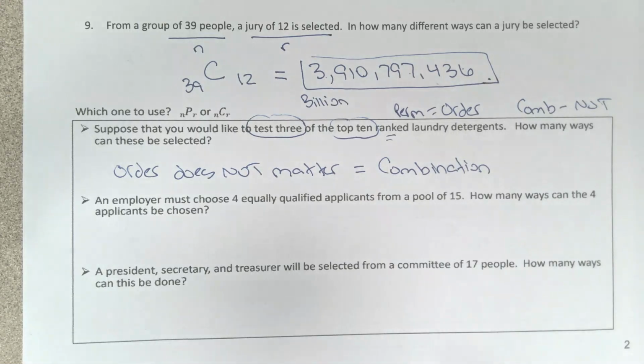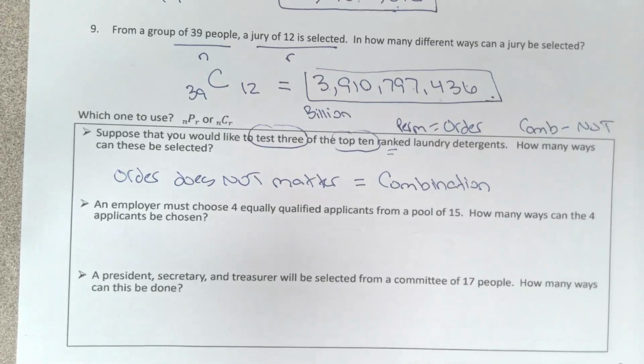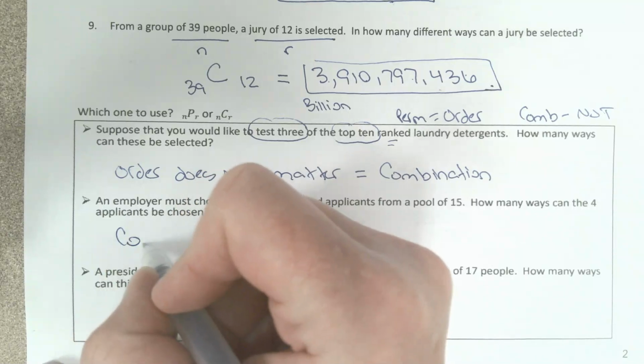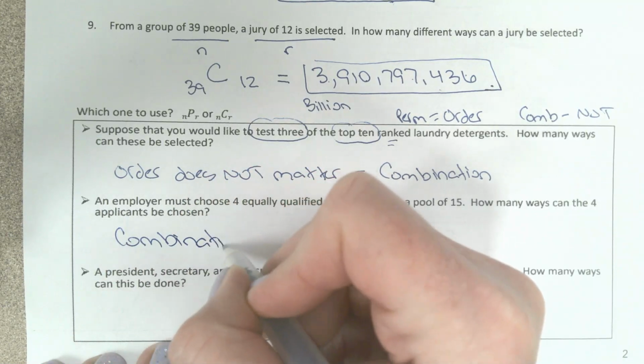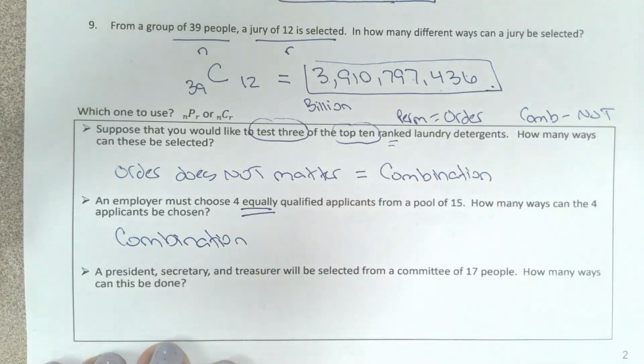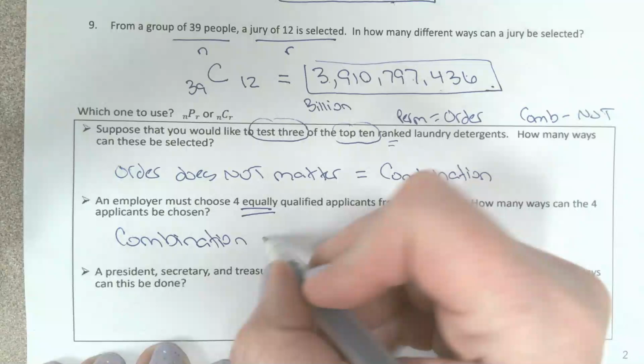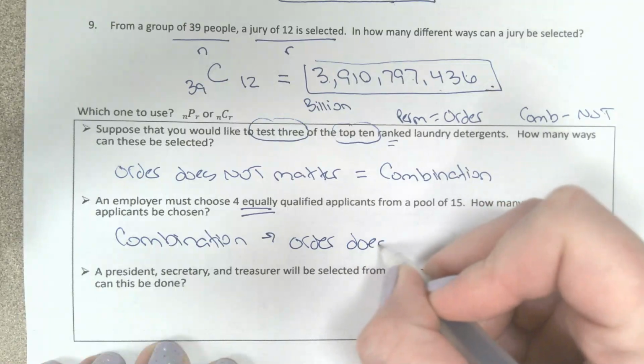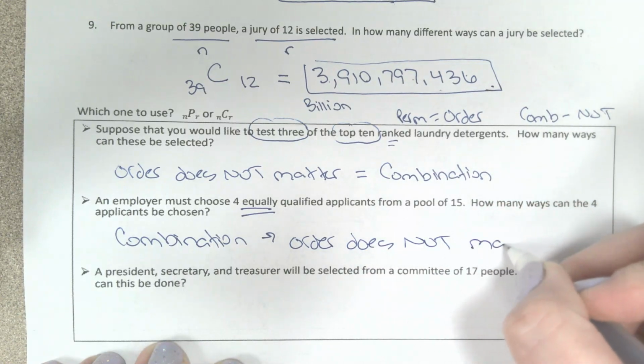Yeah. An employer must choose 4 equally qualified applicants from a pool of 15. How many ways can the 4 applicants be chosen? Order doesn't matter here? Nope. It doesn't matter. So they were all equally qualified. So we said that this was a combination because your order does not matter here.